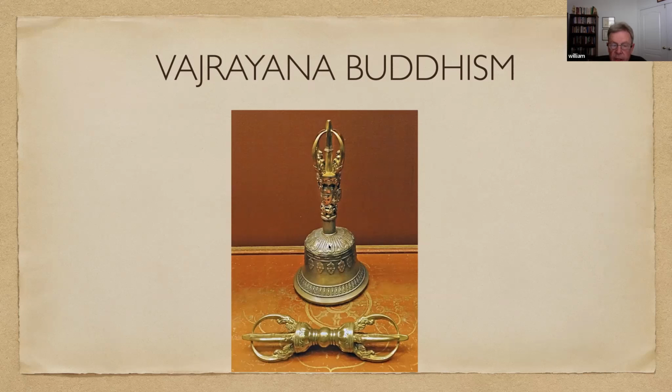These two objects here are sort of its symbols. The bottom is the thunderbolt symbol, and the top is the bell. These two are the major symbols of Vajrayana Buddhism. As I said, Vajra means thunderbolt. Why do we call it thunderbolt? It supposedly signifies the real and indestructible that exists in a human being, as opposed to the egoistic fictions an individual entertains about him or herself.